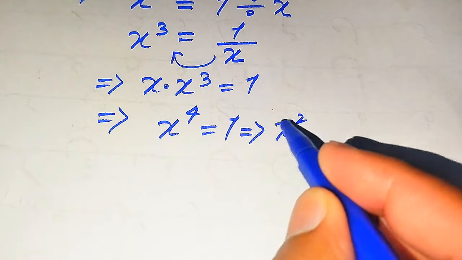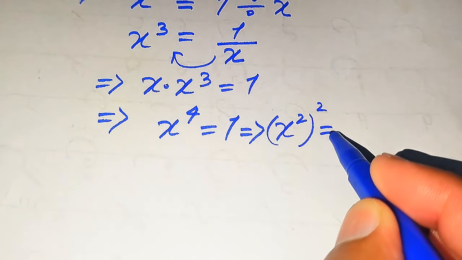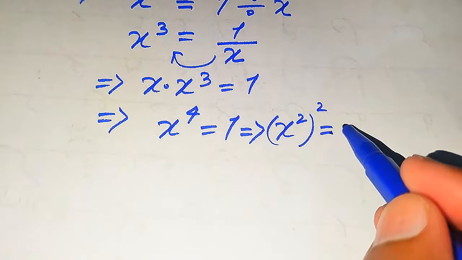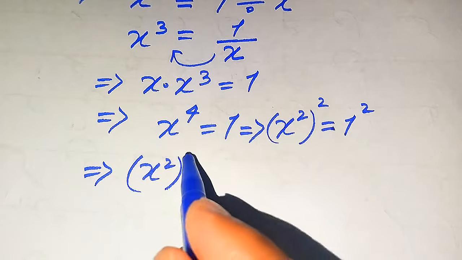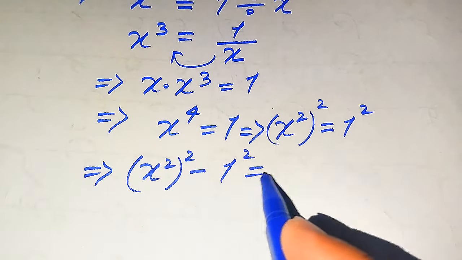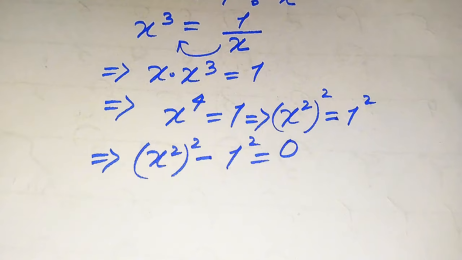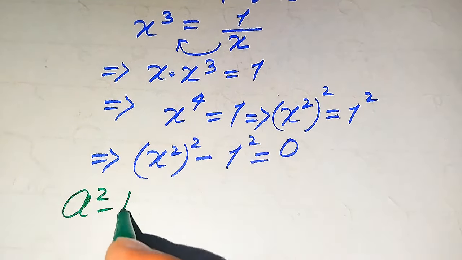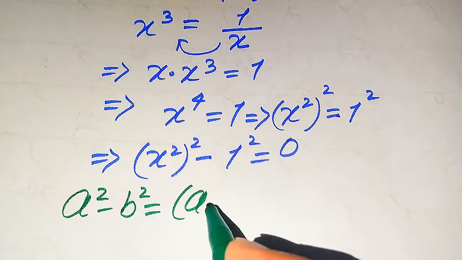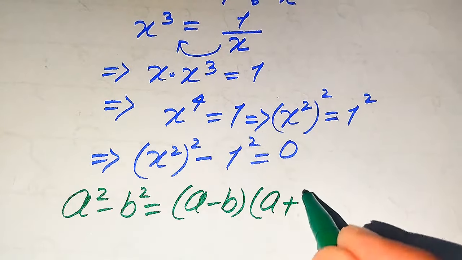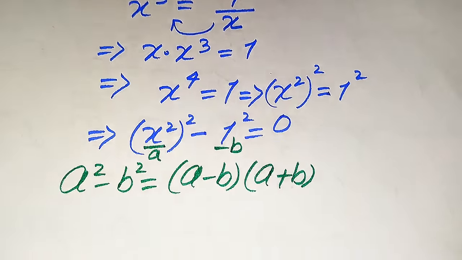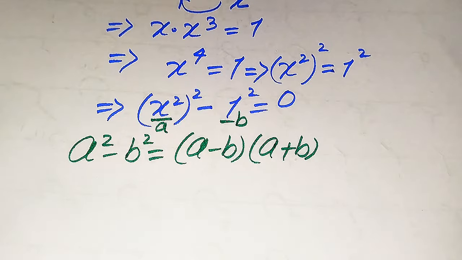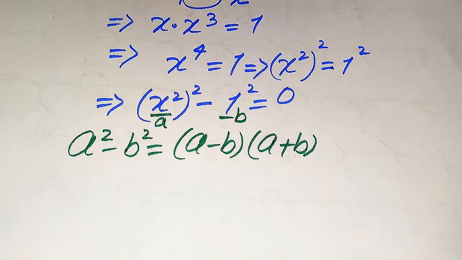So we write x to the power of 4 as x squared and its whole square, and we write this 1 as 1 squared. So further we move this 1 squared to the left hand side, and it becomes x squared and its whole square minus 1 squared is equal to 0. So here we use this nice algebraic formula. You know that a squared minus b squared is equal to a minus b times a plus b. So the base of this term is our a, and the base of this term is our b. So here we need to substitute the values of a and b into the formula.